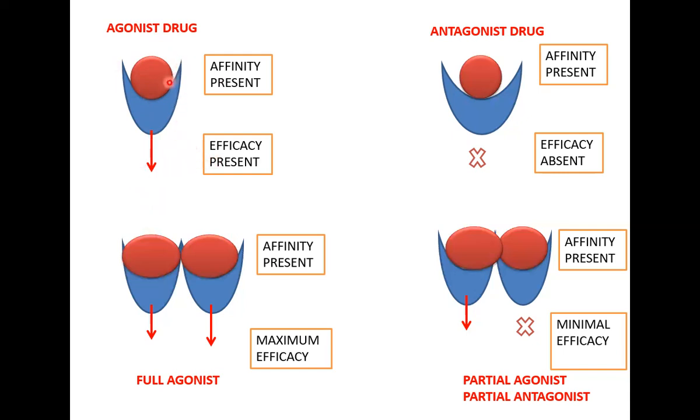So if it is able to bind, that is called affinity. If the drug is able to bind as well and cause intrinsic activity to cause a change that we're looking for, that means that there is efficacy. So agonist drugs are able to bind to the receptor, meaning there is affinity, and they are also able to cause intrinsic activity. So there is efficacy. So agonist drugs are drugs that have affinity for the receptor and also have efficacy. That is the agonist drug. Now let's go to the concept of antagonist drug.